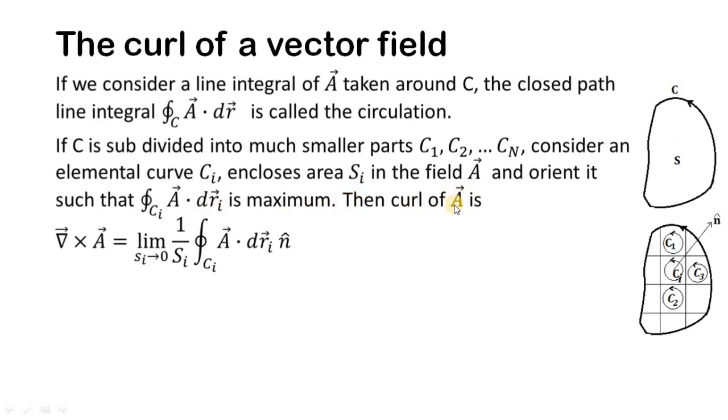Then the curl of vector A is defined as follows. This is a representation of the curl. It is a cross product of the del operator with the vector A, which is equal to the limit as Si tends to 0 of 1 by Si times the closed path integration over the curve Ci of vector A dot d vector ri, times n cap, where n cap, as shown here, is a unit vector normal to the area for the orientation of the curve at which the circulation is maximum.